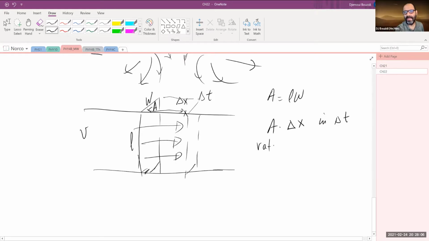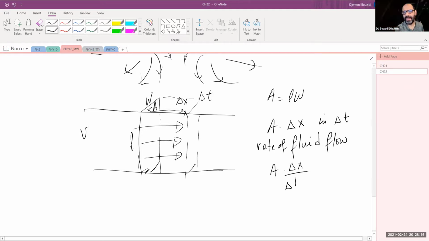So the rate now of fluid flow is going to be simply this volume divided by the amount of time. And this is exactly the velocity, so it's AV. So this is what we call in hydrodynamics the flux of the fluid. Basically, how much volume of fluid is going.